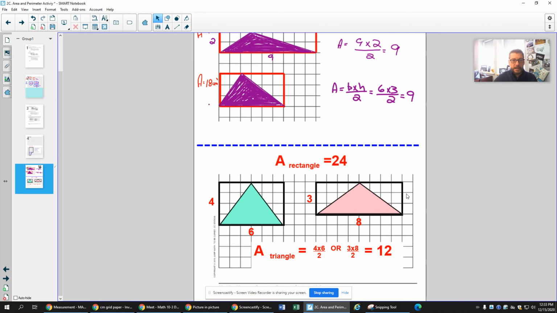And that's the same idea if I pick an area of 24. 4 by 6, so 24 area for the rectangle. 3 by 8, 24 area for the rectangle. What is the area of my green triangle? It's 4 times 6 divided by 2. What is the area of the pink triangle, 3 by 8? Again, base is 8 and the height is 3. 3 times 8 divided by 2. Both of those are going to be half of 24, which is 12.